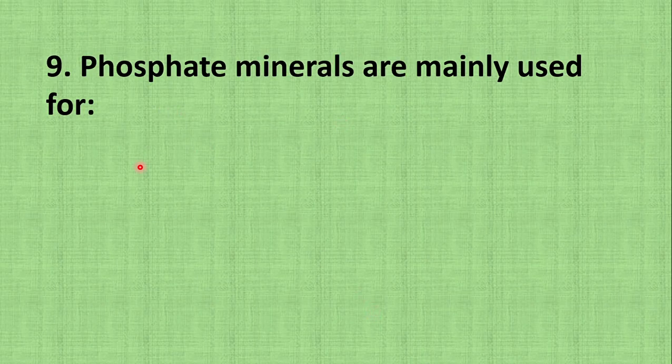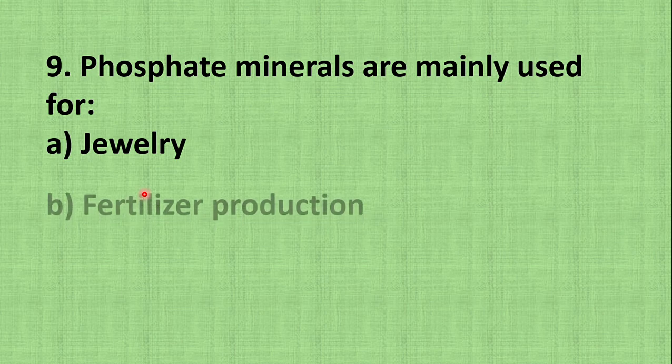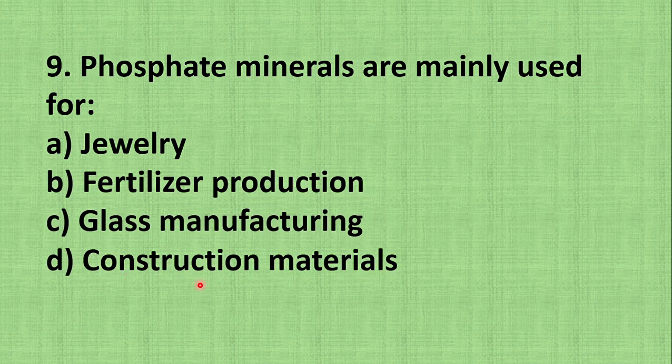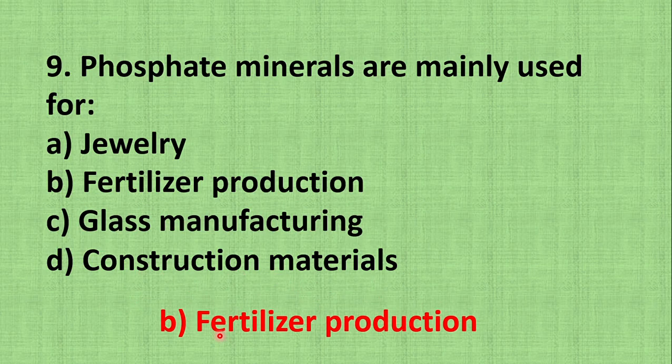Phosphate minerals are mainly used for jewelry, fertilizer production, glass manufacturing, construction material. So which one is correct? We already know phosphate minerals are mainly used for fertilizer, and apatite is a phosphate mineral, so it is also used in fertilizer production.